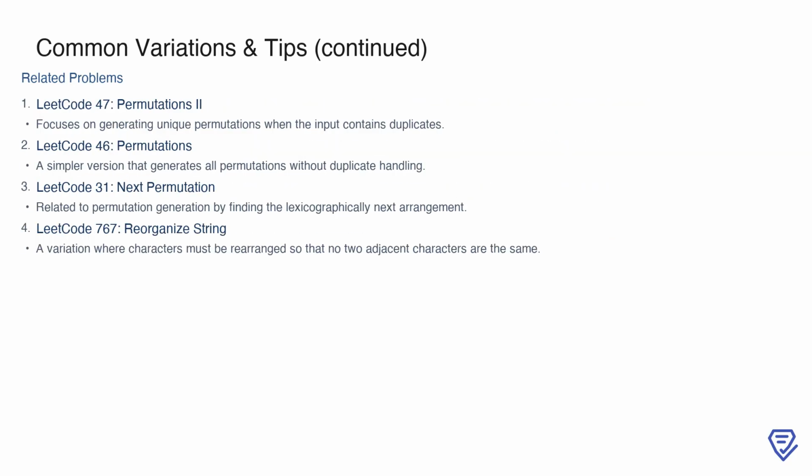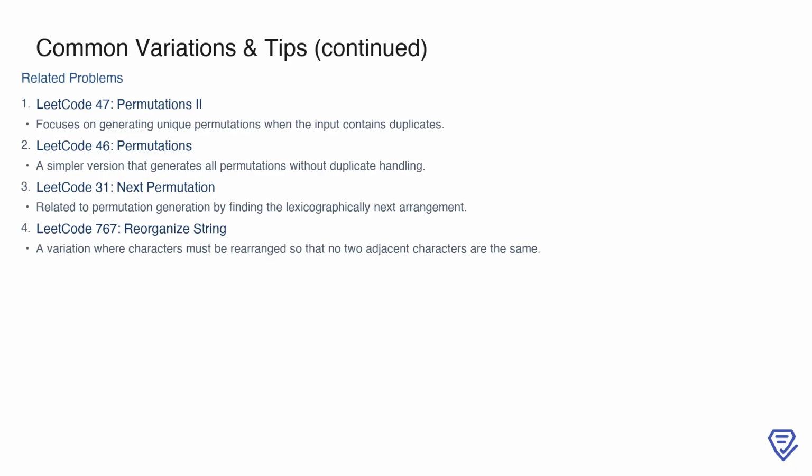This problem also has ties to several related problems, which can help reinforce your understanding. For example, LeetCode problem 47, Permutations 2, focuses on generating unique permutations when the input contains duplicate characters. It's a natural extension of this problem. On the other hand, LeetCode 46, Permutations, is a simpler version where you generate all permutations without worrying about duplicates. Another interesting connection is LeetCode 31, Next Permutation, which is about finding the lexicographical next arrangement of a permutation.